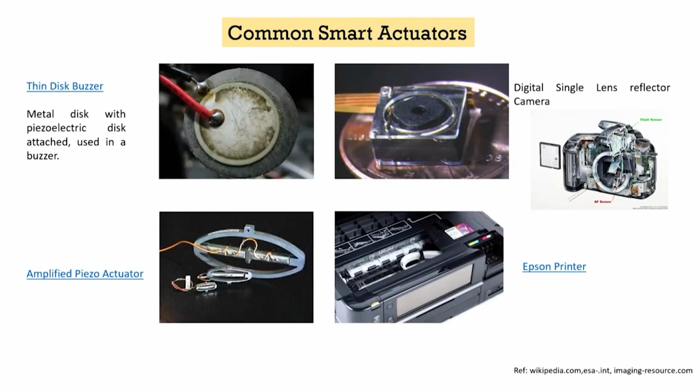So, common smart actuators that you might have seen is like the disc buzzer, okay? The one that is there in a bike, for example. Where you have a metal disc which is attached with a piezoelectric material, and then you can vibrate the piezoelectric material, which will vibrate this disc, and that will create this sound that these bikes and typically this type of horns actually make.